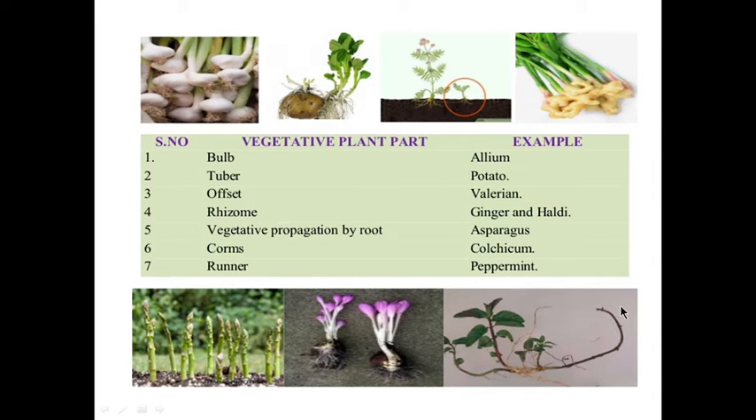These are slender stems, and at certain distances they have nodes, and from those nodes the roots are produced. These roots are then transferred into another soil and a new plant is regenerated. Such type of regeneration occurs in the case of peppermint.